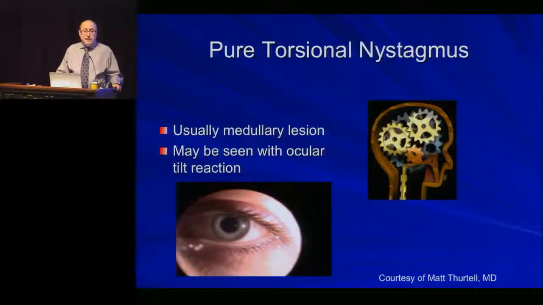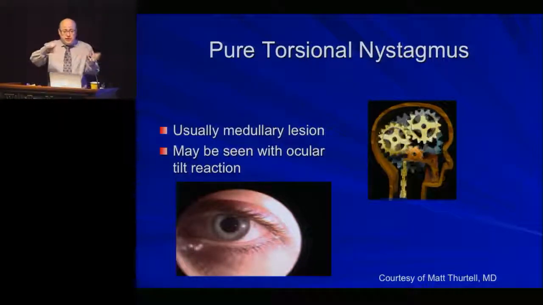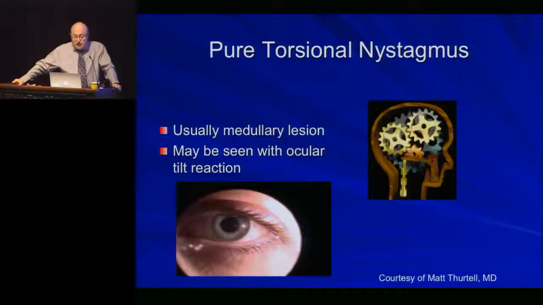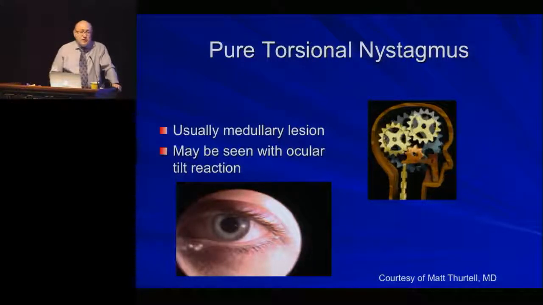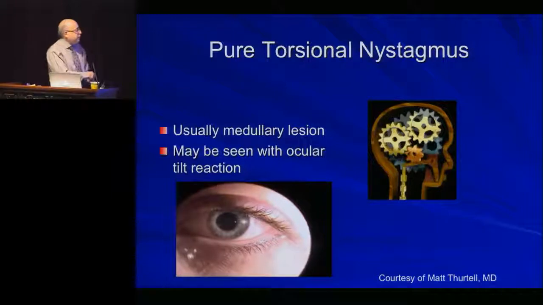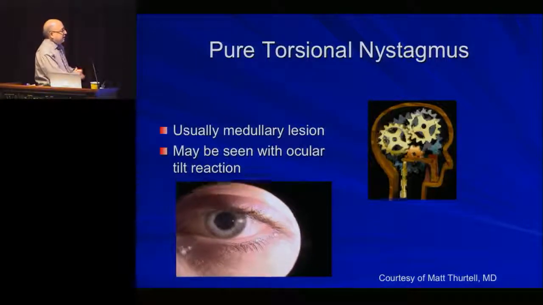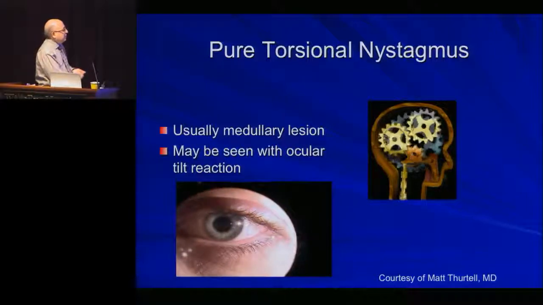Pure torsional nystagmus, if it's purely torsional, no horizontal, no vertical component, just rotary, that's usually a lesion in the medulla, and it may be seen associated with an interesting form of skew deviation called the ocular tilt reaction. And so here's a pure torsional nystagmus in a patient that Matt Thurtell shared with me with a lesion in the medulla.